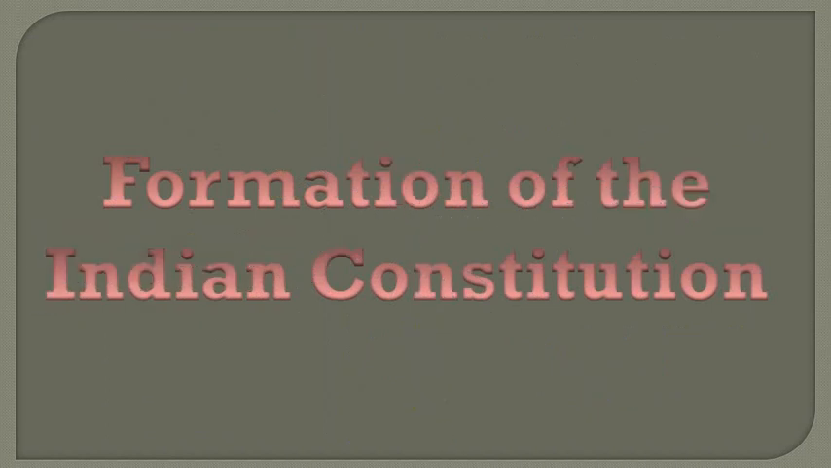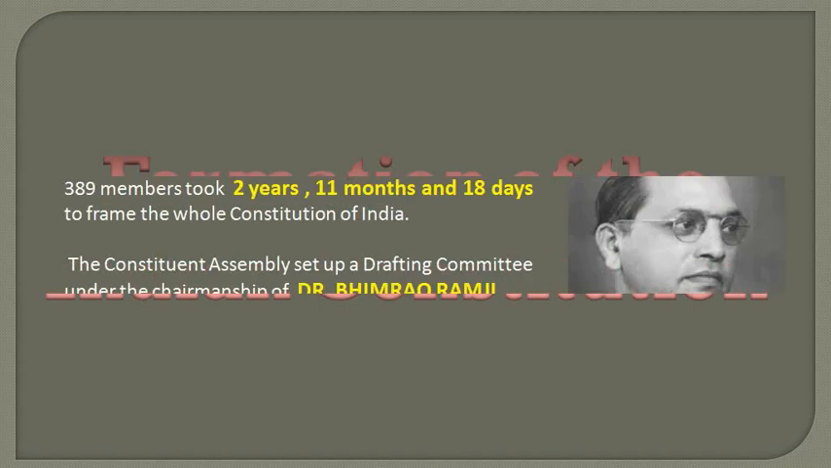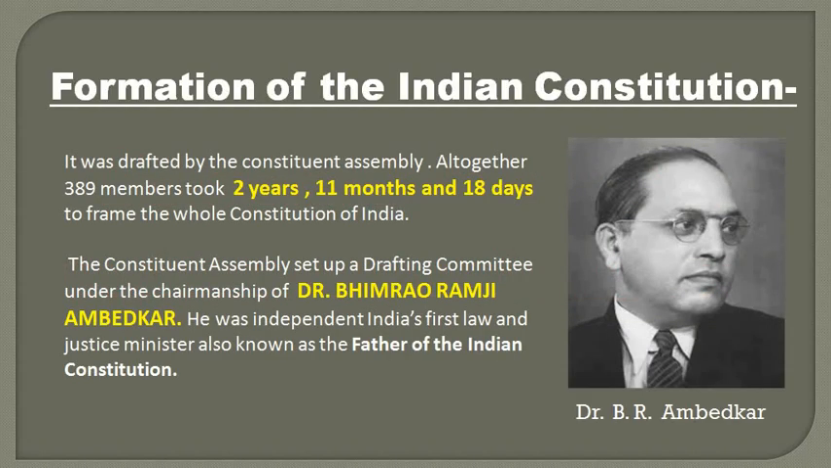Now, formation of the Indian constitution means how and when our constitution was formed. It was drafted by the Constituent Assembly. For drafting this constitution, one assembly, a group of people, was formed that is called the Constituent Assembly. That consisted of 389 members. So altogether these 389 members took 2 years, 11 months and 18 days to frame the whole constitution of India.